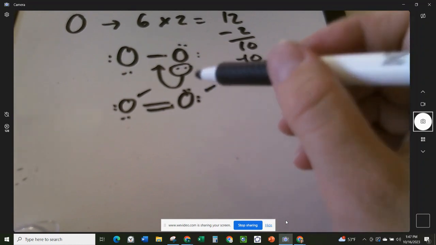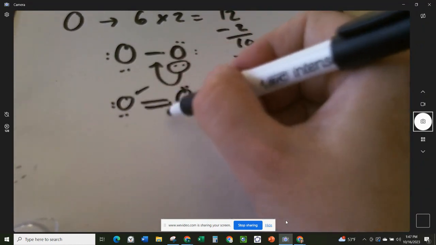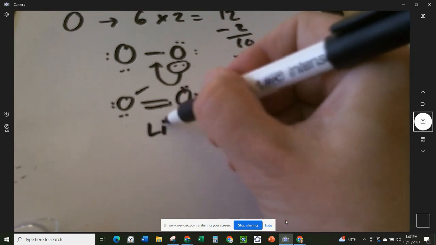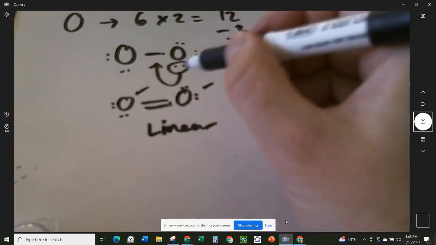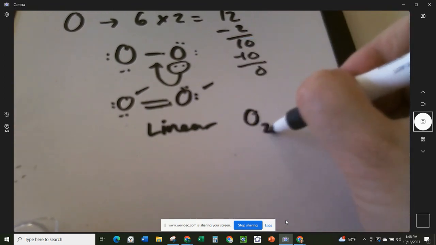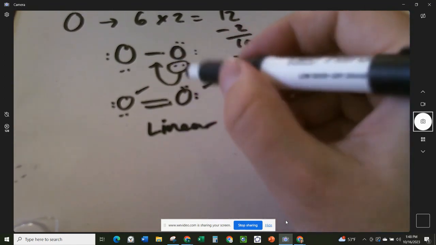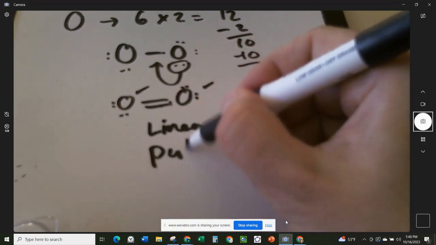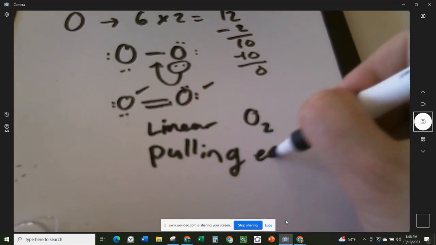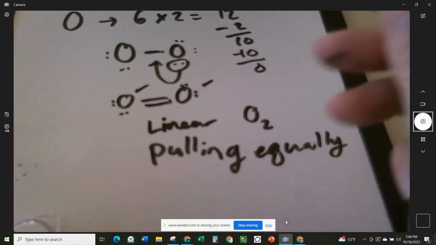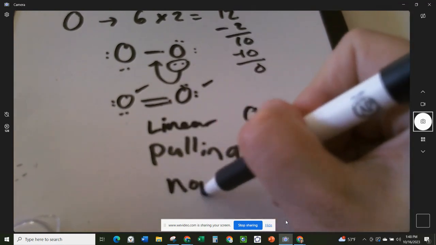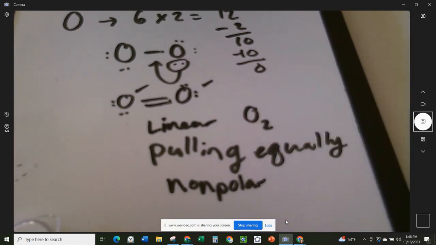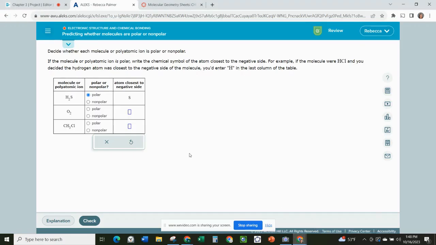And now we need to look at the shape. Anytime we just have two atoms, this is going to be linear. And this is a specific case where if we have two atoms that are identical, they're going to be pulling equally. If you have two atoms pulling equally, that's going to be nonpolar. That's something that you could put on your note card if you need. Anytime you have two identical atoms in a bond, and that's all you have, that's going to be nonpolar. And then we don't have to pick a side.